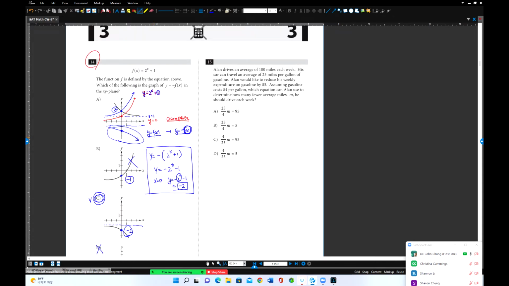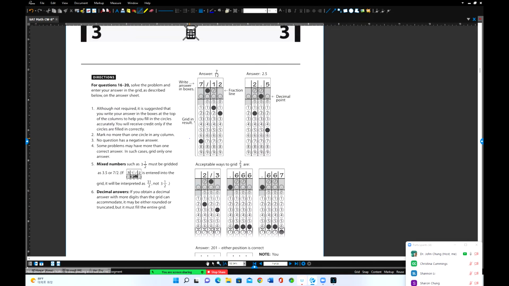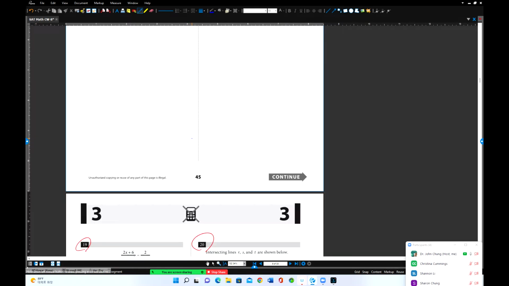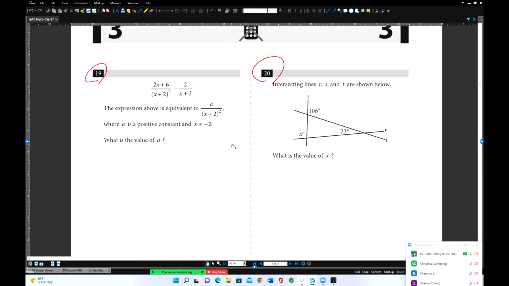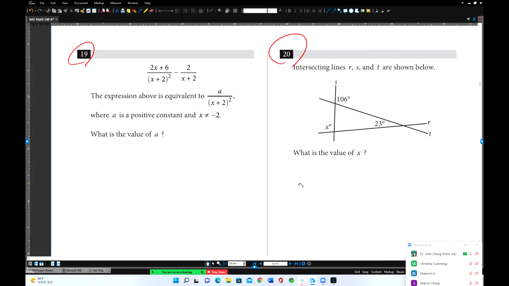The next one, number 19. Now let's move on to number 19 there. Okay. We have two terms there. The first and second, these above expressions are equivalent to this, when you simplify, looks like this one: A over x plus 2 squared. That's it. Okay? But when you simplify this one, the resulting numerator must be a constant number.